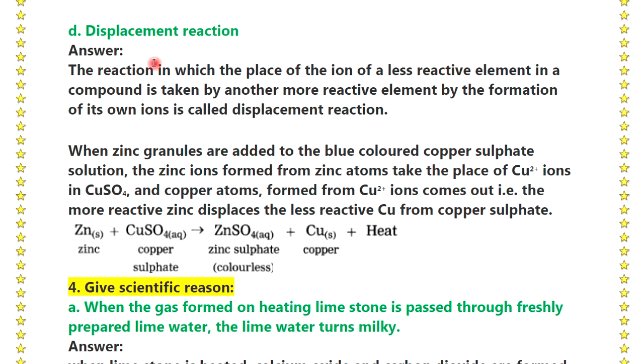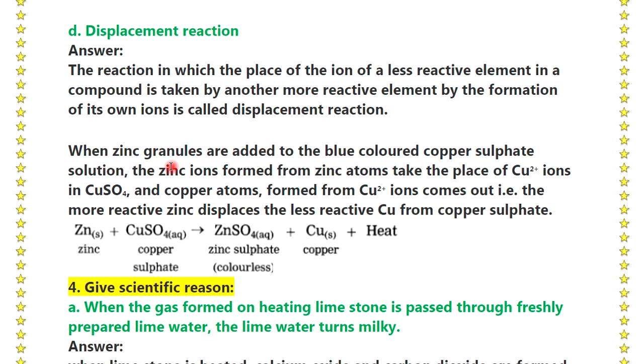Question D, displacement reaction. Answer, the reaction in which the place of the ion of a less reactive element in a compound is taken by another, more reactive element by the formation of its own ions is called a displacement reaction.